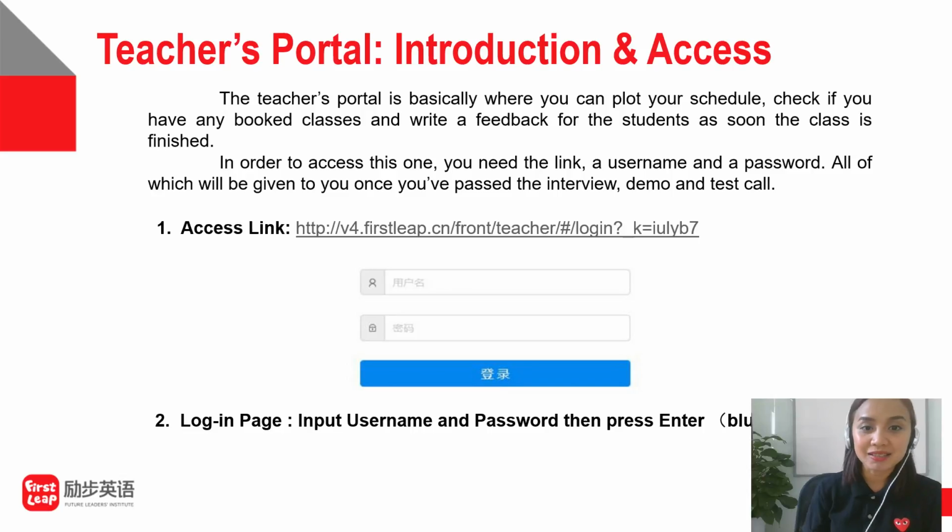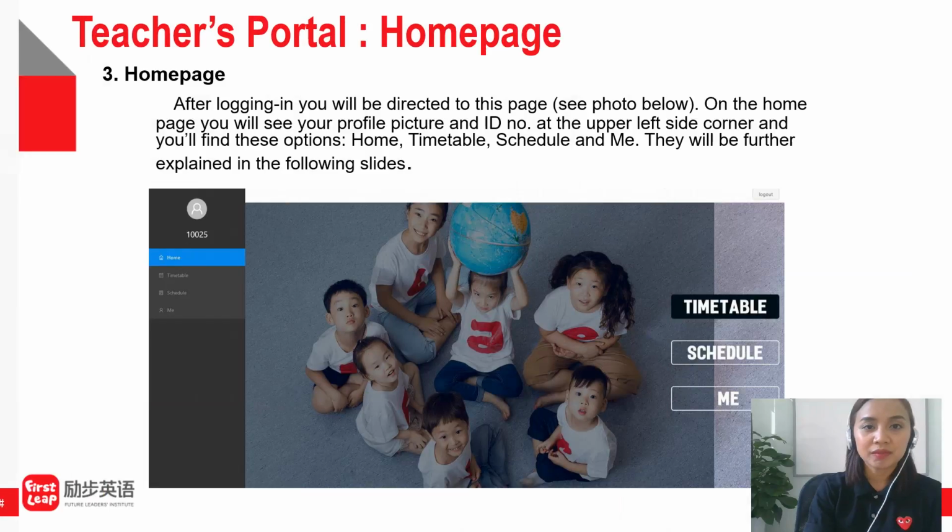So this is the access link. Okay, all you have to do is copy and paste this one onto your web browser search bar. Click on it and you will be directed to the login page. So on the login page, you will see there are two bars and a button. For the one at the top, that is where you input your username, and the bar at the bottom is where you input your password. Then just press enter, that's the blue button.